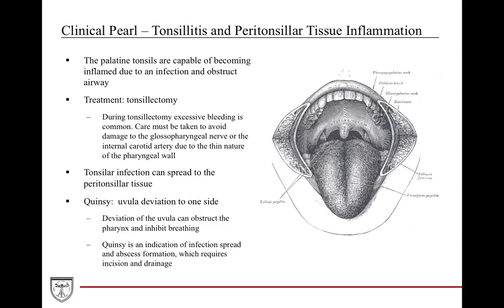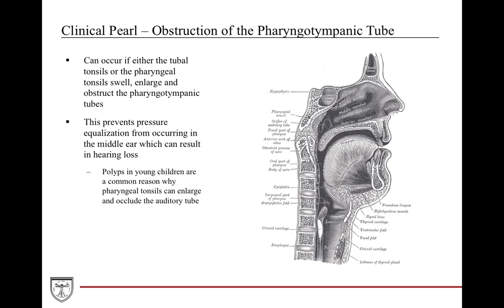You could also get tonsillar infection that can spread to the peritonsillar tissue itself. When that happens, you can get quinsy, which is when the uvula will deviate to one side. When the uvula deviates, you know it's peritonsillar. It's guaranteed. The deviation of the uvula can obstruct the pharynx and even obstruct breathing. So quinsy is an indication of infection spread and abscess formation. This would specifically be treated with incision, drainage, clearing out the infectious contents, and possibly antibiotic treatment.